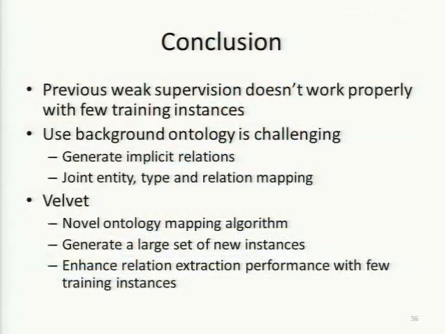So we noticed that the previous weak supervision doesn't scale very well if you have very few training instances. Our solution is to use background knowledge, background ontology, to generate ontology mapping to bring you a large number of new instances. It can enhance relation extraction performance very well.